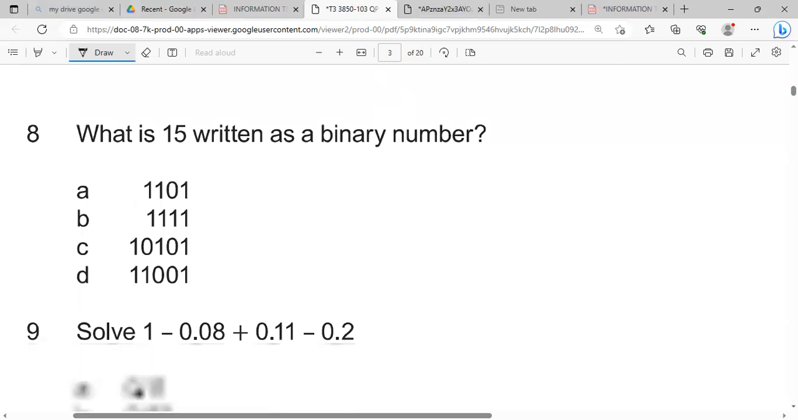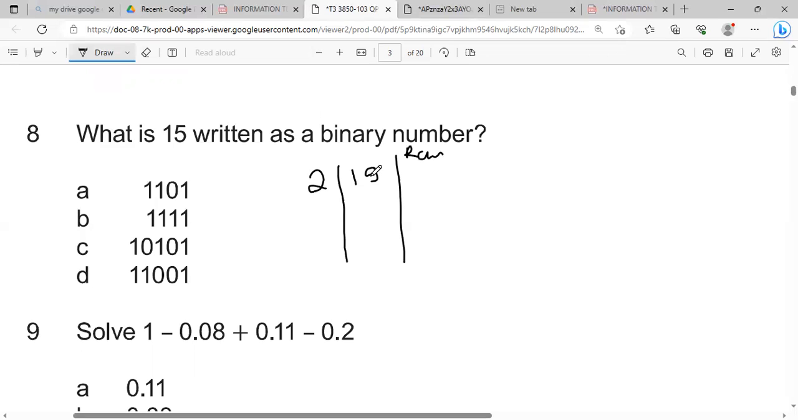Let's look at number 8. What is 15 written as a binary number? Now, my friend Shauna K texts me about this. It's very easy, guys. All you're doing is saying, all right, put the remainder over here. So look more up at top. So you're going to have the remainder up here.